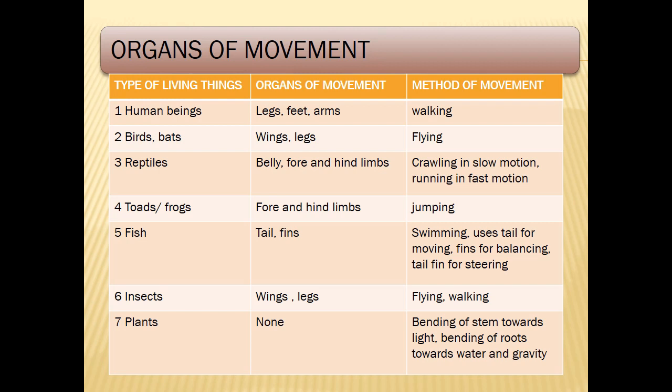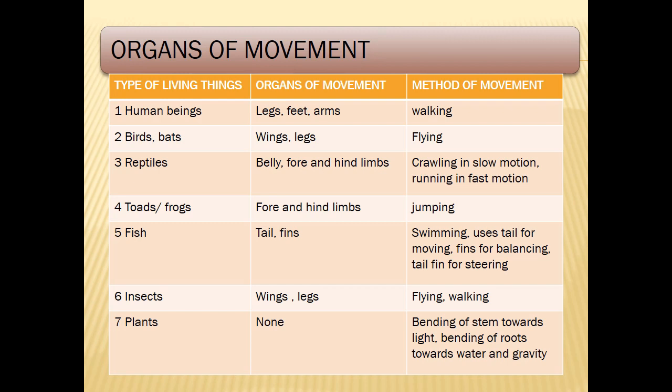And then the method of movement is bending of stem towards light, bending of roots towards water, and gravity. Remember we said plants carry out a bending type of movement, which they can bend towards gravity, water, or light. So they bend their stems towards light and their roots towards water and gravity. And with that, we have come to the end of activities of living things.